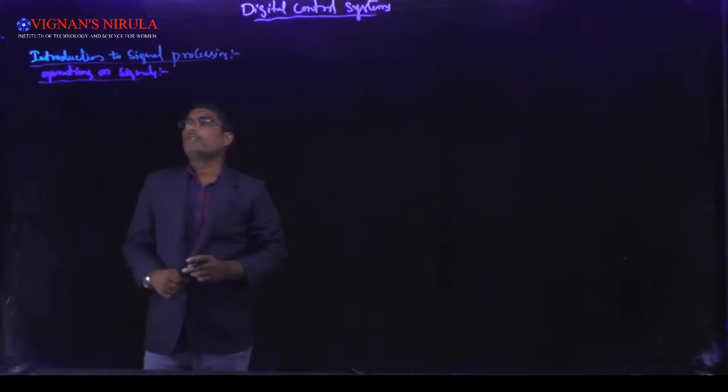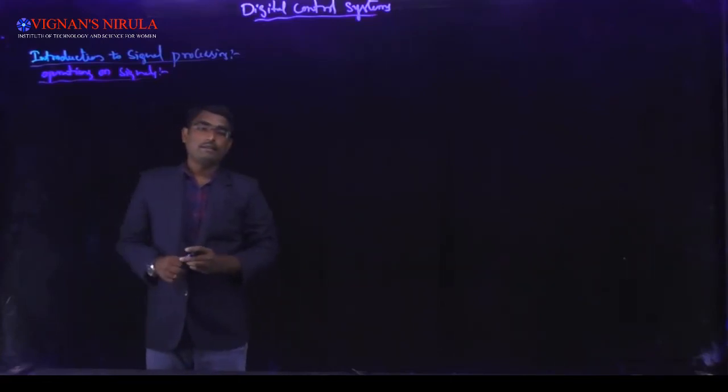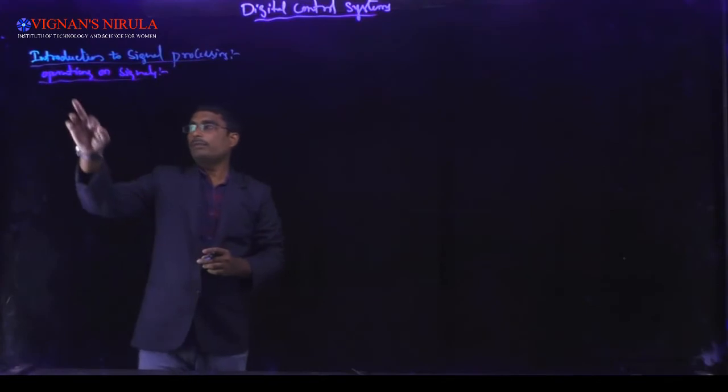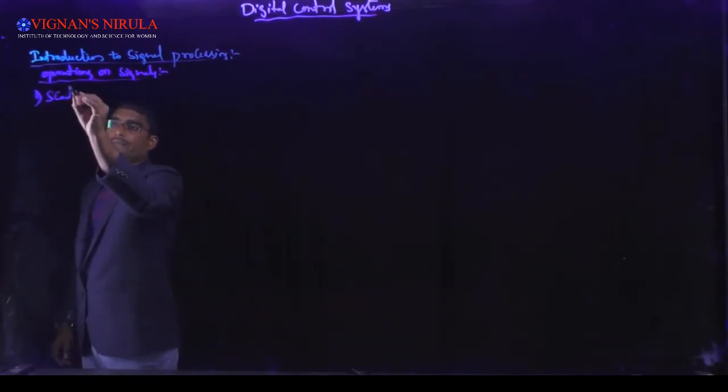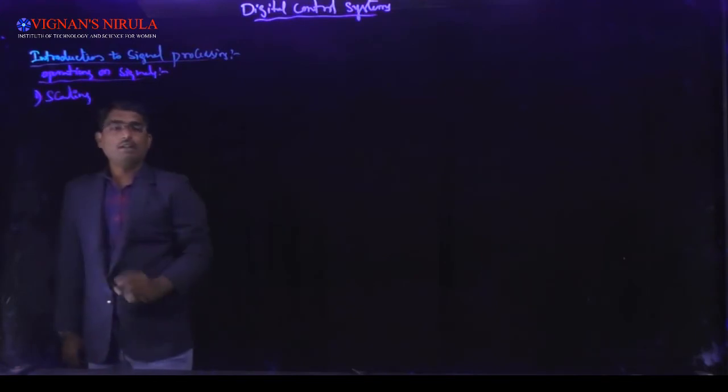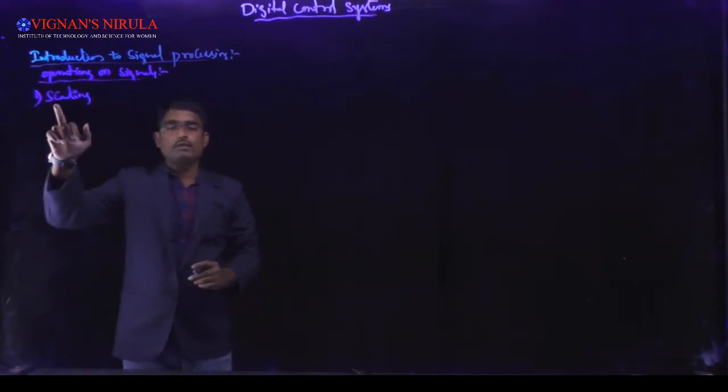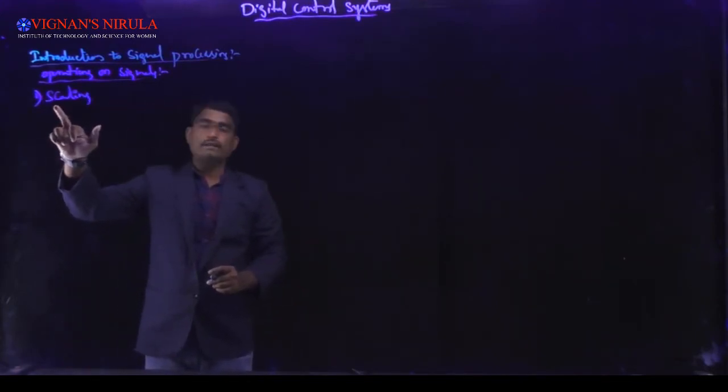In this lecture, I am going to explain about operations on signals. There are different operations that can be done on signals. First one is scaling of a signal. Scaling means here we are having two things. One is amplitude scaling and second one is time scaling.